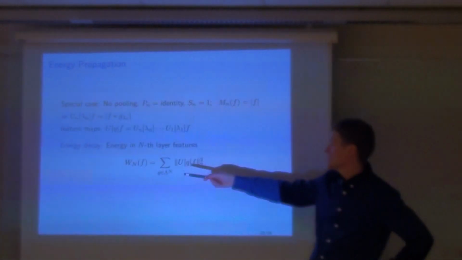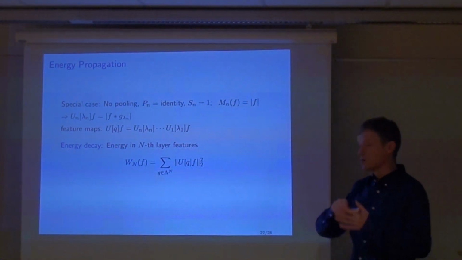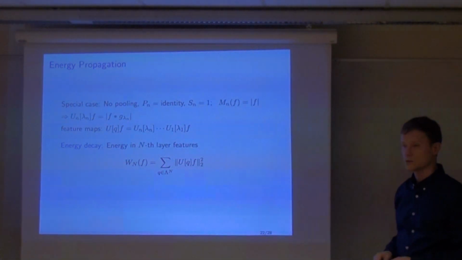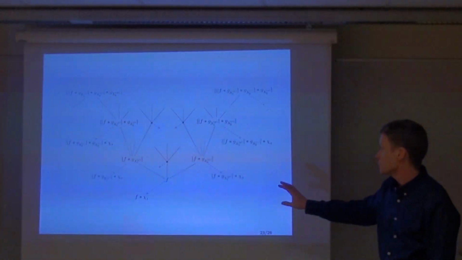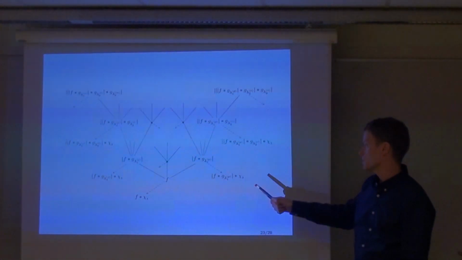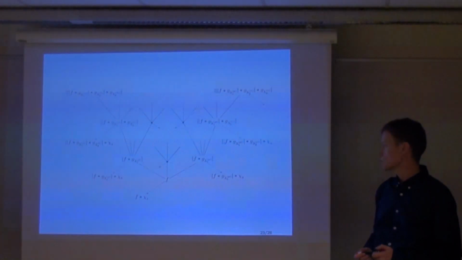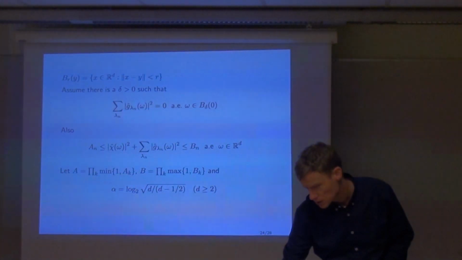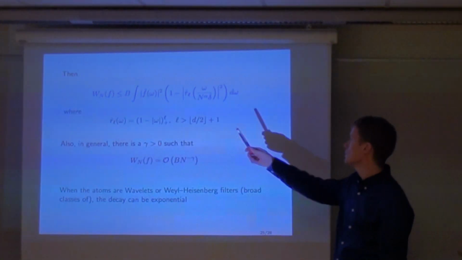Then we define the energy decay, or the energy in the nth layer features, is just the sum of the energies in the features of the nth layer, big N. It's just notation. Here I illustrate this special case, but it looks like a scattering network because again you have filtering plus modulus. And here are conditions, but let's not look at the conditions, let's look at the result first. So the result for energy decay is this.